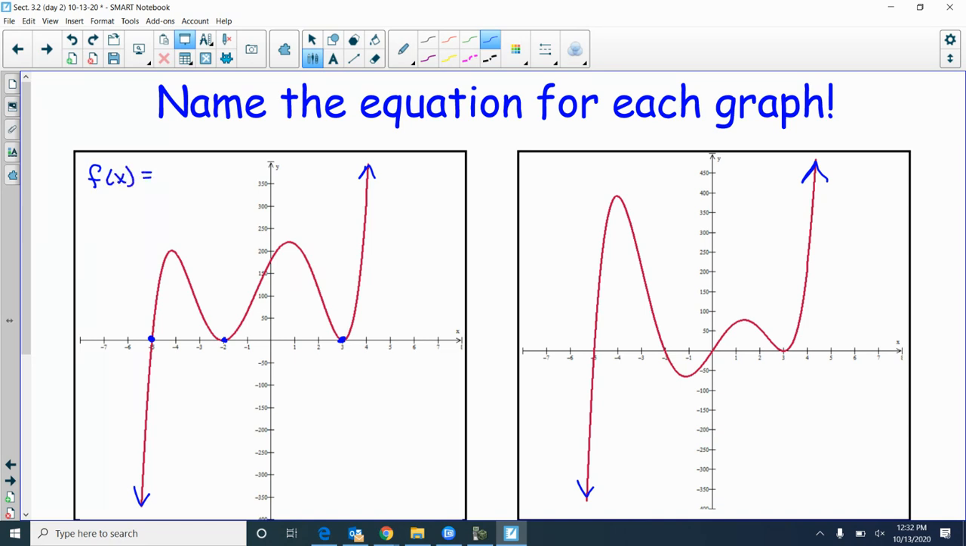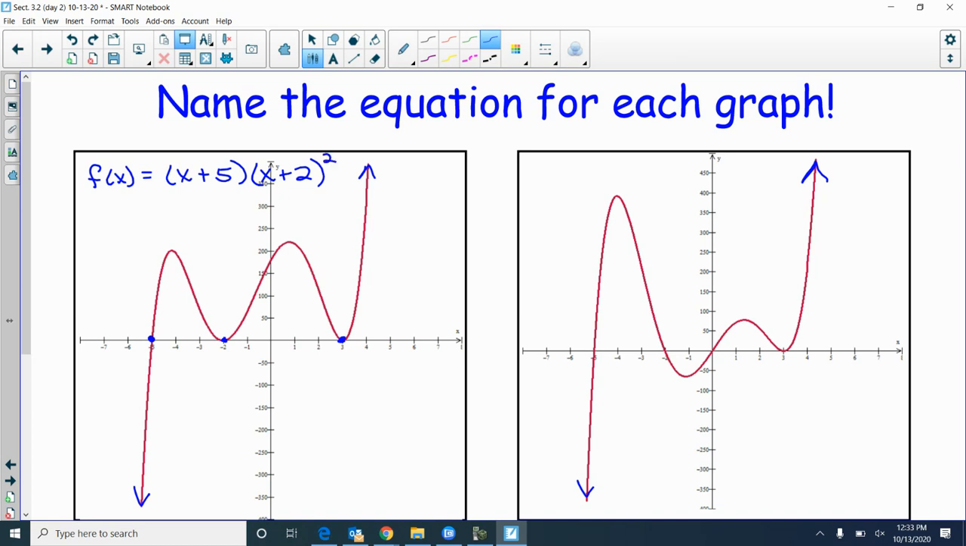All right, Sierra, any ideas? All right, at -5, how's that going to show up in the function? X plus 5. Good. And will there be a power on it? No. Okay, good. And how about this -2? X plus 2. And will there be a power on it? Does it bounce? Yes. So what power should be on it? 2. Okay, we're going to do the least degree.